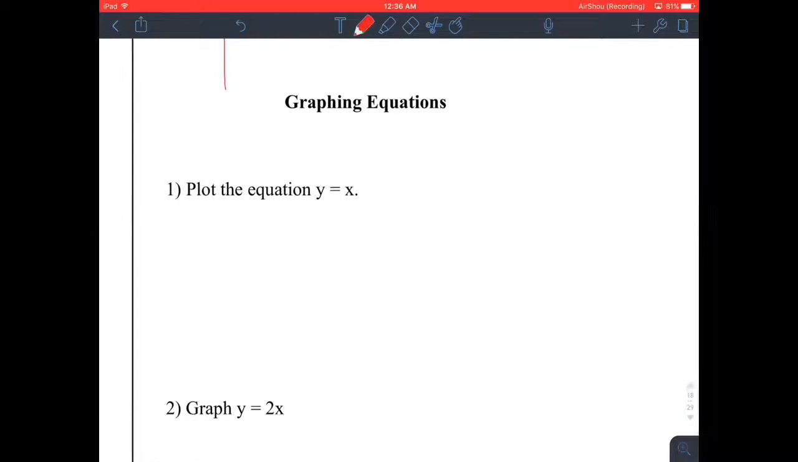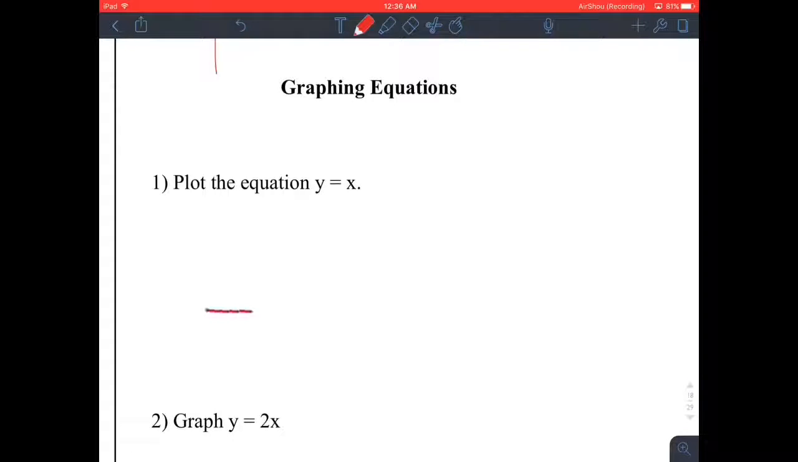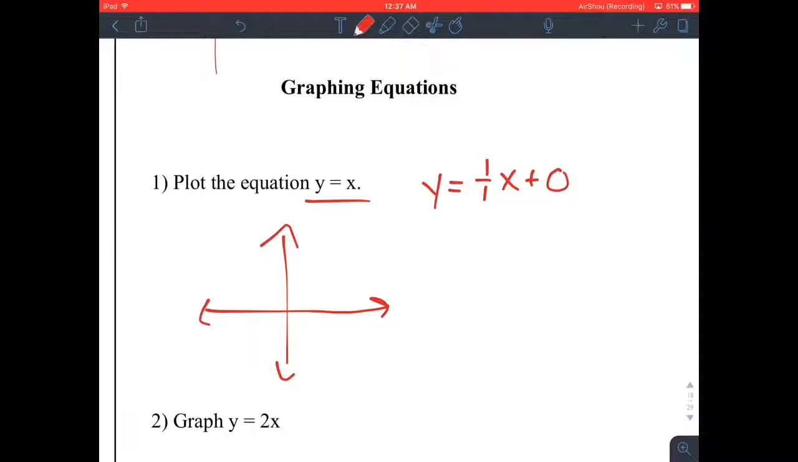How do you graph a line? Well, it's real easy. You graph the y-intercept and then use the slope to find other points. Y equals x is really y equals 1 over 1 times x plus 0. Y-intercept is 0. It's the origin. Slope is 1 over 1, so from there we go up 1 to the right 1, or down 1 to the left 1. That's our line.